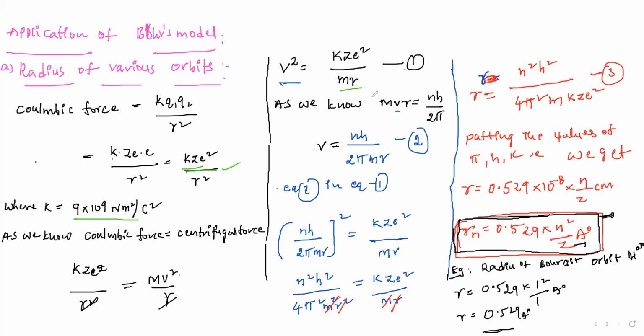This is equation number 1. And we know the angular momentum of the orbiting electron, that is mvr equal to nh by 2 pi. There we require v equal to nh by 2 pi mr. This equation number 2 value we are putting in equation number 1. Instead of v, we are taking nh by 2 pi mr. So n square h square by 4 pi square m square r square equals kZe square by mr. So here we require radius.